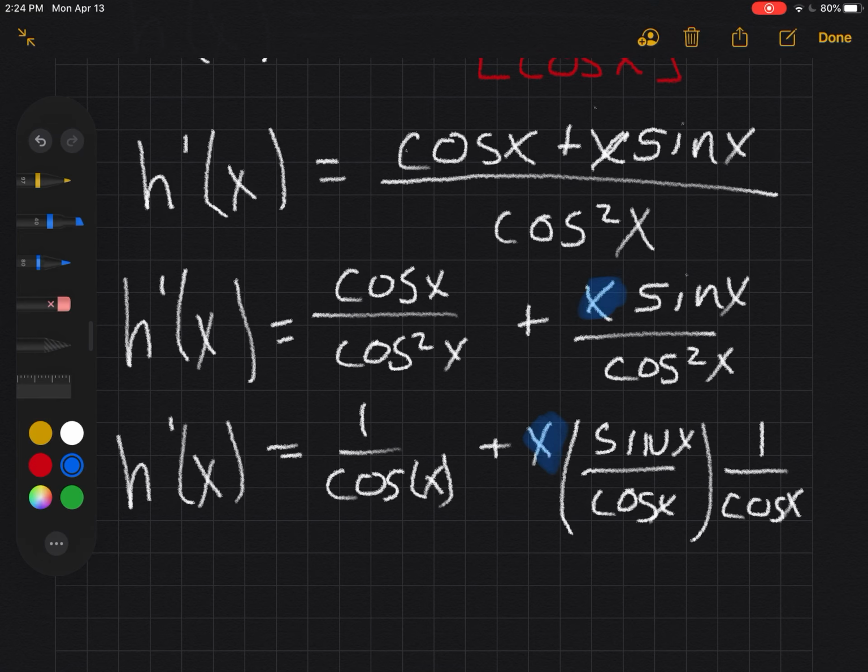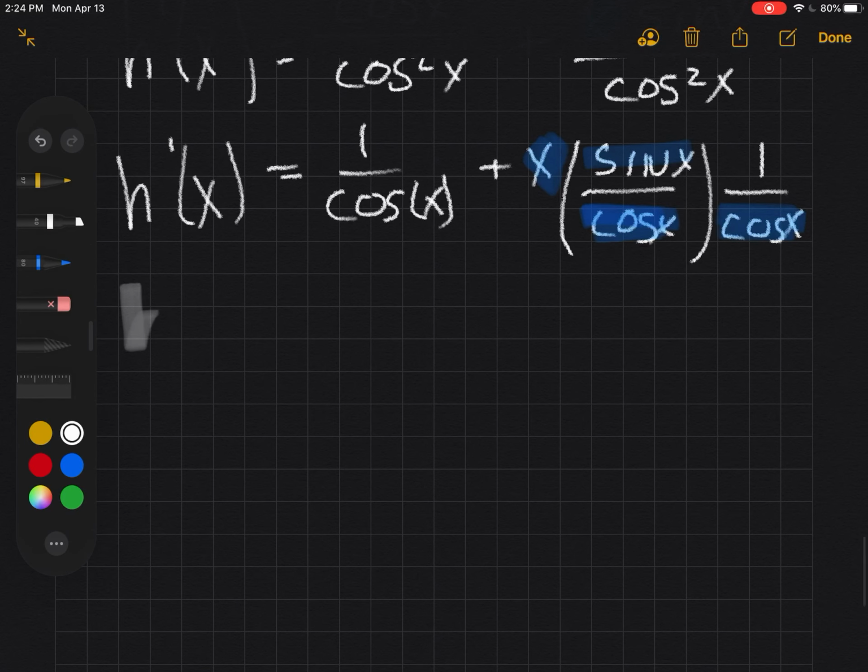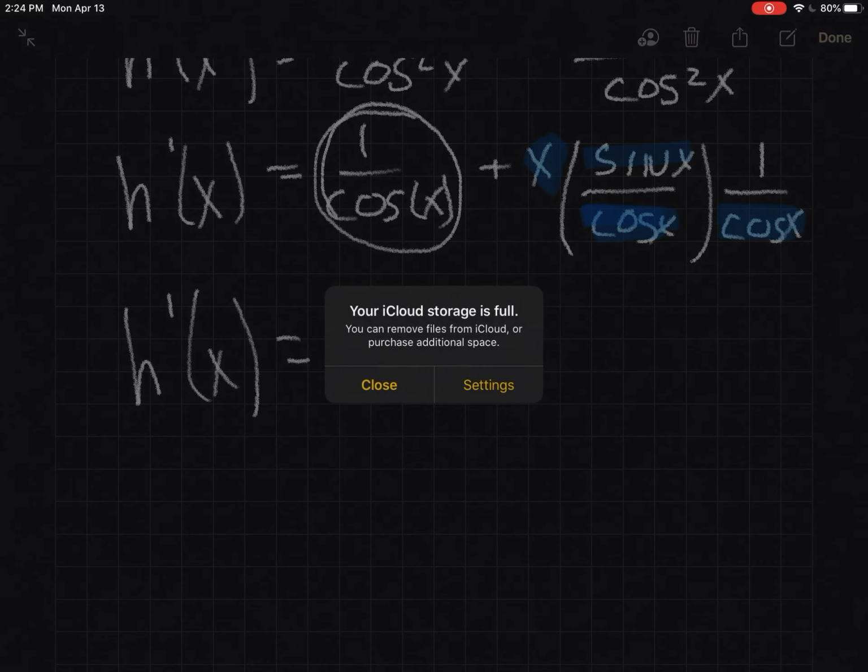I'm going to pause here for a second so that you can see where I got all that from. The x I pulled out like this, and then I had sine x over cosine squared x. So I separated that cosine squared into cosine times cosine, so that I could have sine x over cosine x and 1 over cosine x.